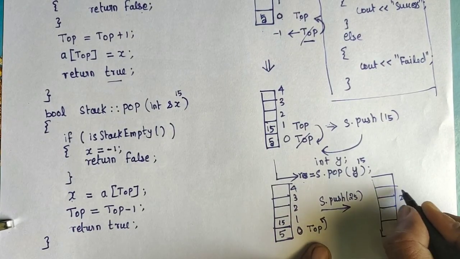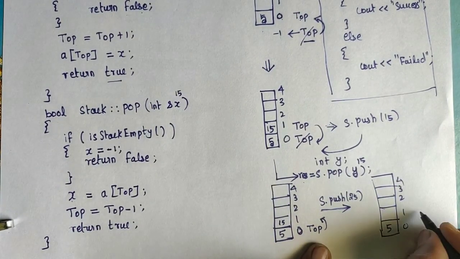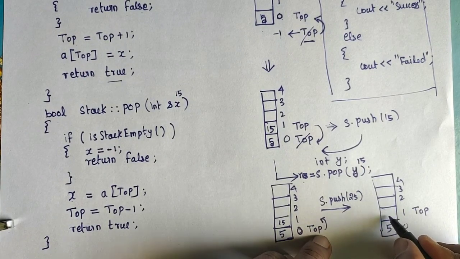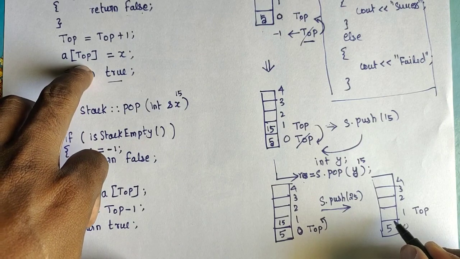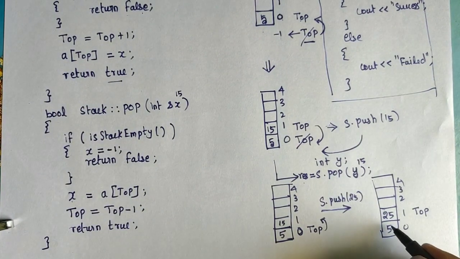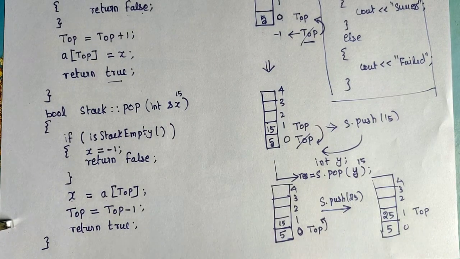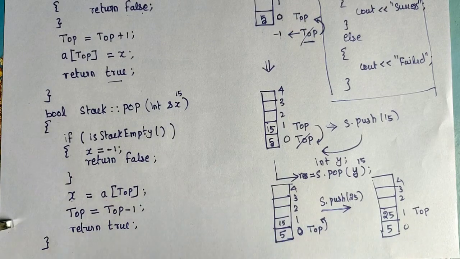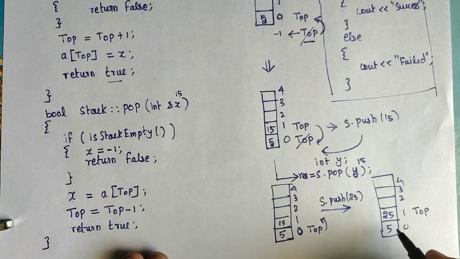0, 1, 2, 3, 4, the 5 will be there, and the top will be moved to this location. Here 15 is already there, and 15 is going to be replaced by the new element 25. So the top will be placed above that 25. It means that logically 15 is already erased. We have not considered that location as part of the content of the stack. It will be considered only as an empty location. So it gets deleted, like that we have identified.